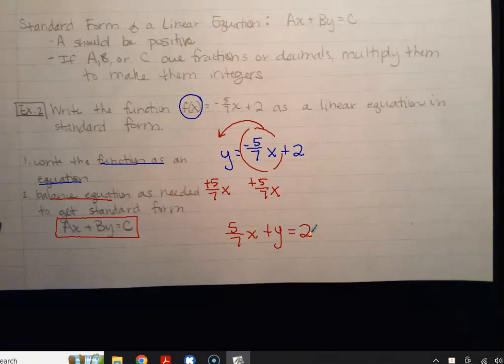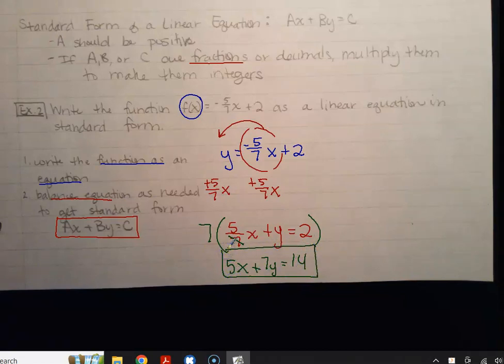All right, well, we just said that a should be positive, and if it's a fraction or a decimal, we should multiply it. Well, we have a fraction, so let's go ahead and multiply it. The denominator is 7, so let's multiply the whole equation by 7. That way we'll cancel this, and we'll have 5x plus 7 times y is 7y equals 14, because 7 times 2 is 14.